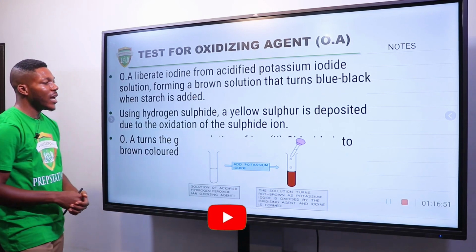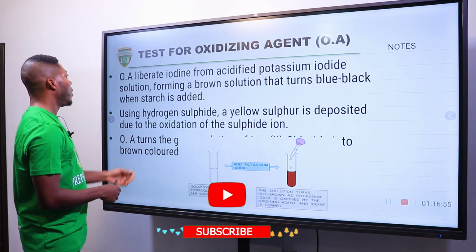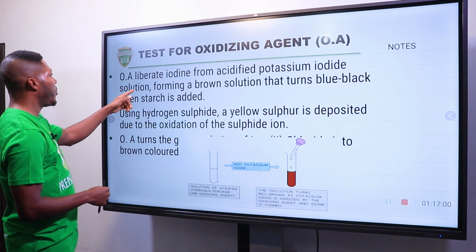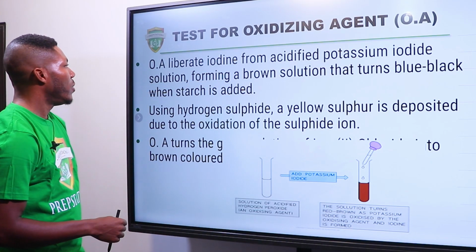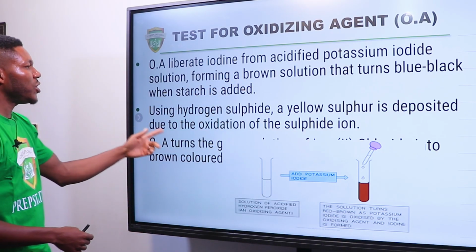So how do you test for oxidizing agents? We have 3 tests for it. If a substance is an oxidizing agent in nature, it will liberate iodine from acidified potassium iodide, forming a brown solution that turns blue-black when starch is added.